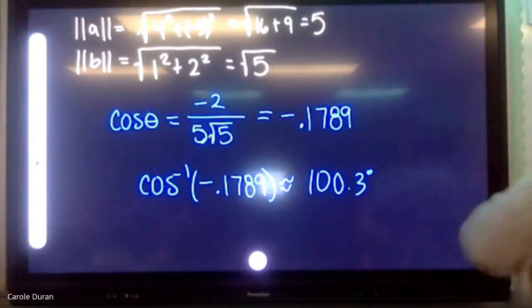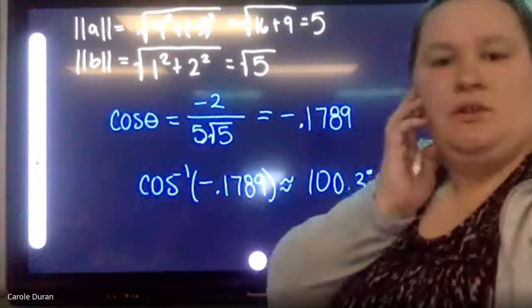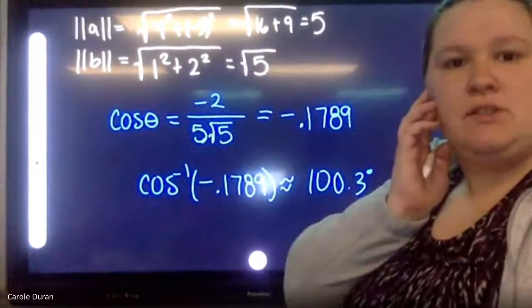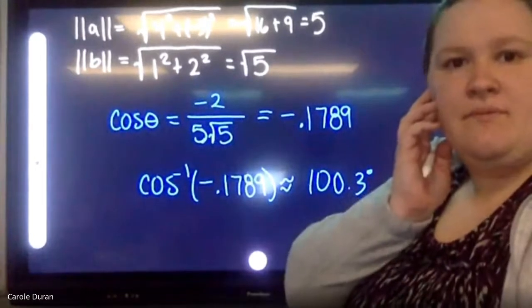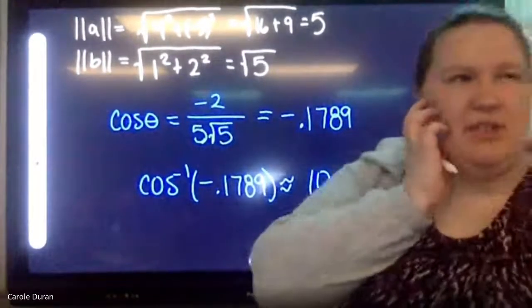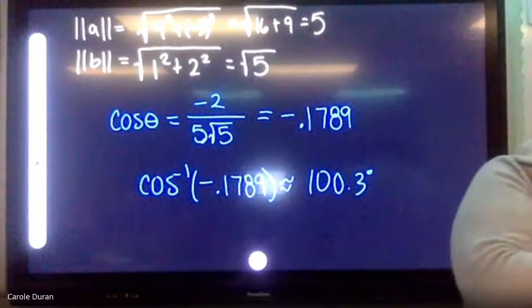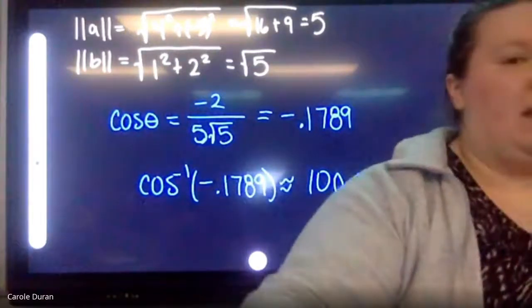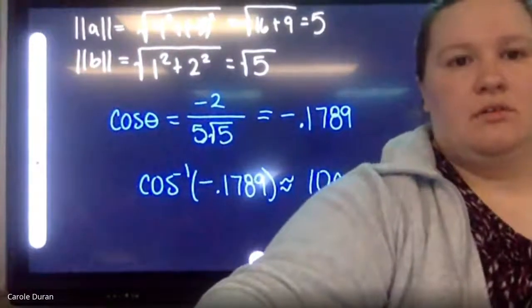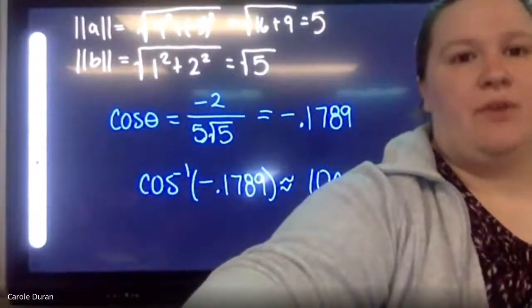Okay, let's go ahead and do another example. This one's going to be a little bit different. Orthogonality is just when your dot product equals 0. Parallel vectors have a cosine theta value of 1 or -1. That's just helpful information to know.